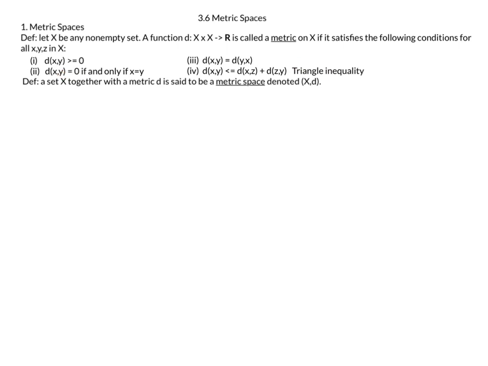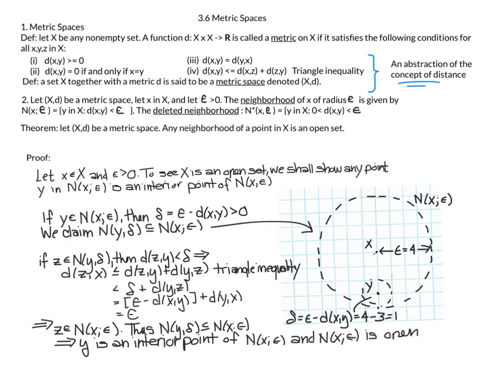The set X together with a metric D is said to be a metric space, and we denote that with the pair (X, D). A couple of comments. So first, a metric space is a set along with an operation, a function. The function takes two elements from set X and maps it to a real number, and it must satisfy these conditions here. And essentially, a metric is an abstraction of the idea of distance, which is why this D is here, to kind of suggest distance.